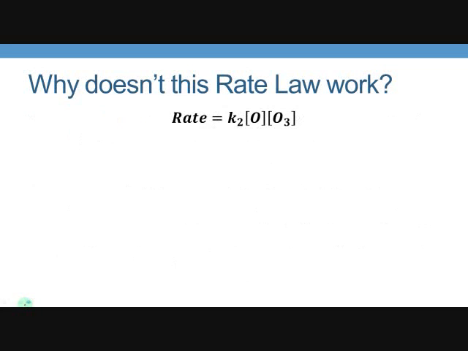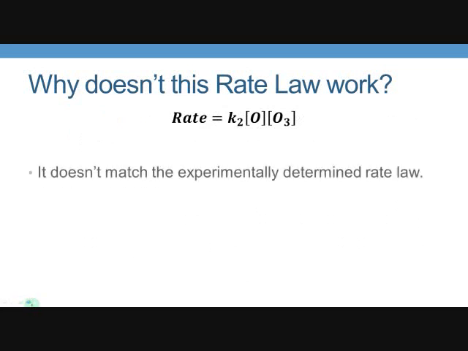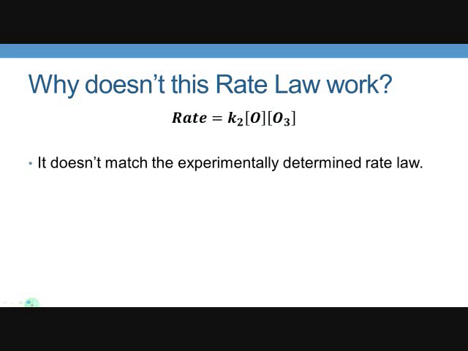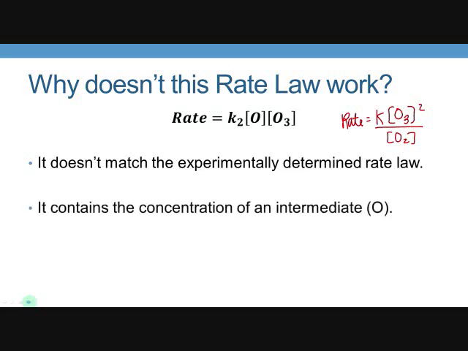So why doesn't it work? First of all, it doesn't match the experimentally determined rate law, which, if you look on the previous page, was rate equals K times O3 squared over the concentration of O2. So it doesn't match the rate law, which means that it really can't work. Also, in addition to that, it contains the concentration of the intermediate, which we don't like to include in our overall rate laws.